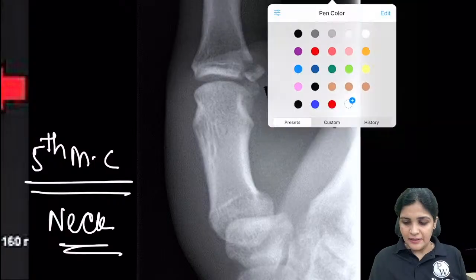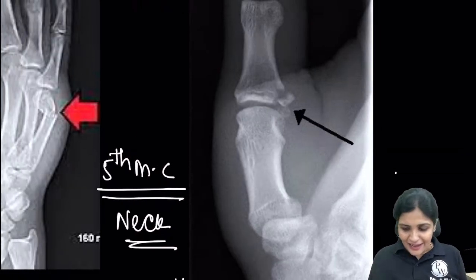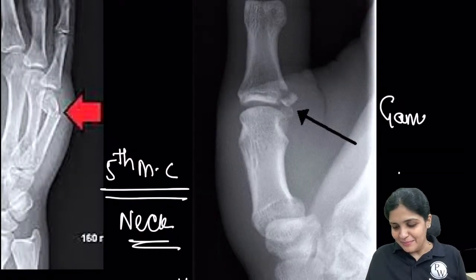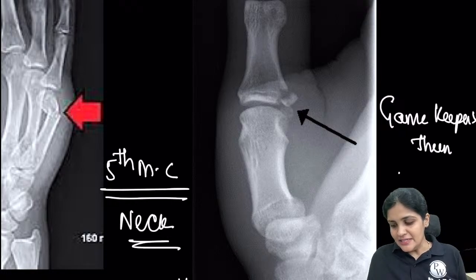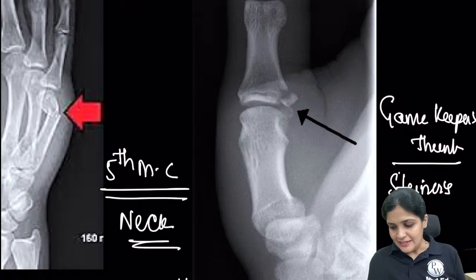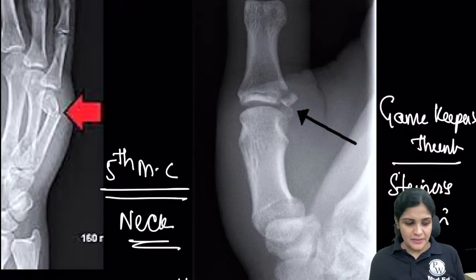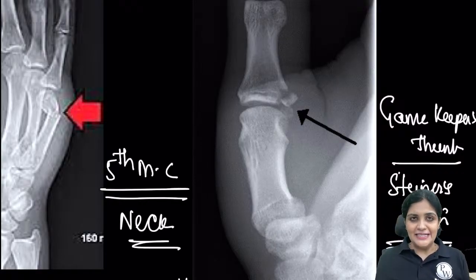What is this? Gamekeeper's thumb. Very good. And this is called the Stener's lesion. This is a gamekeeper's thumb. This is called the Stener's lesion.